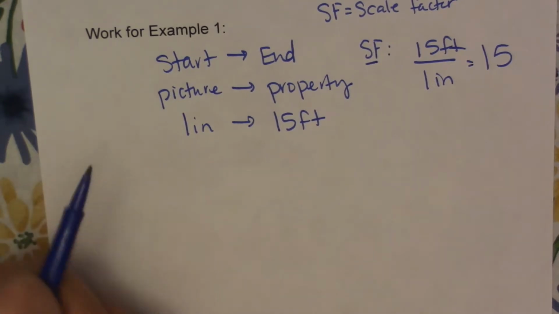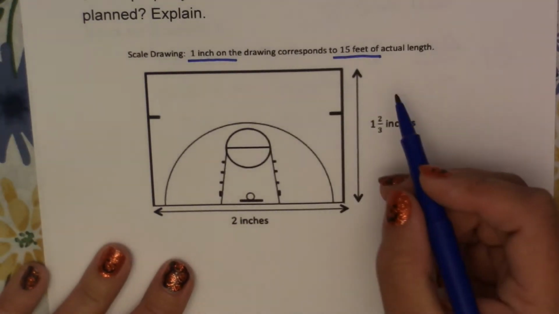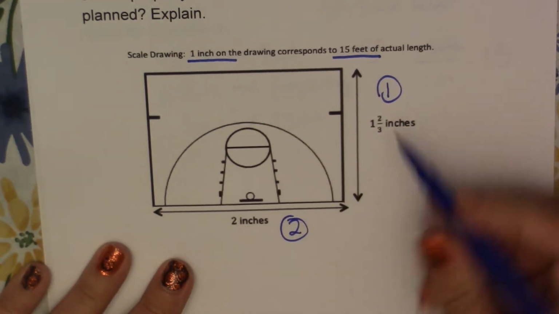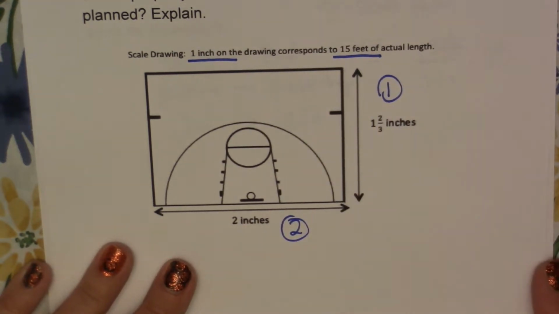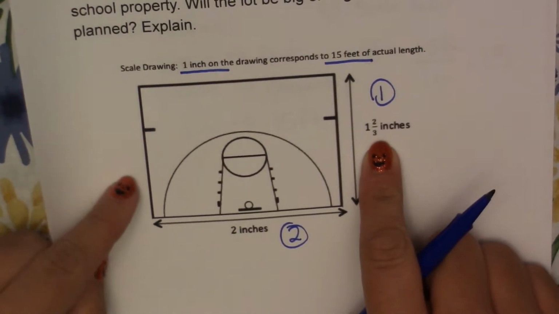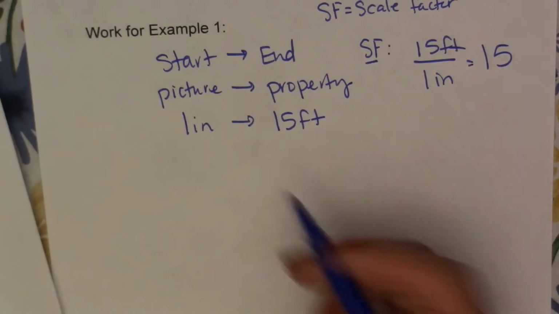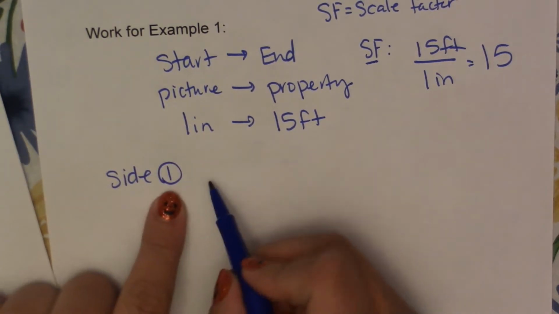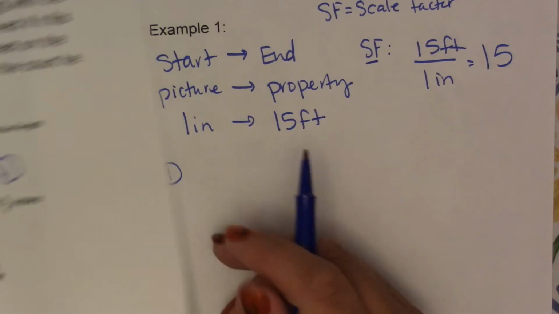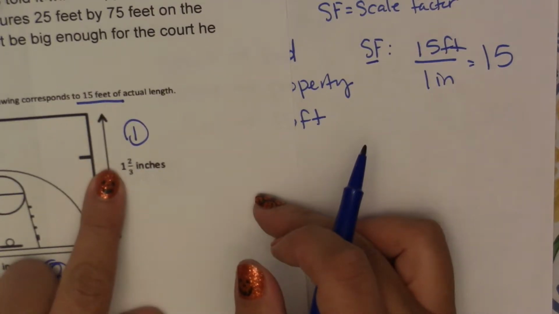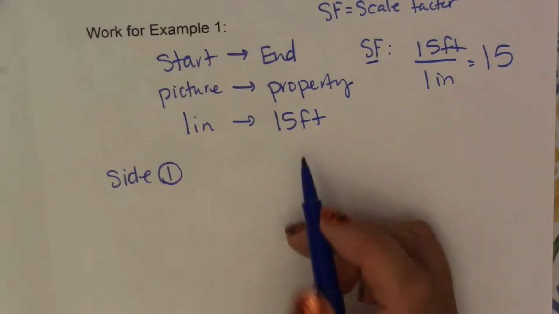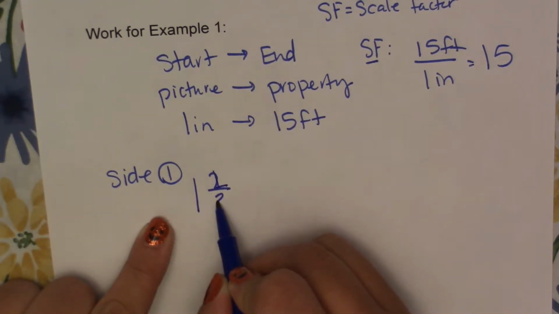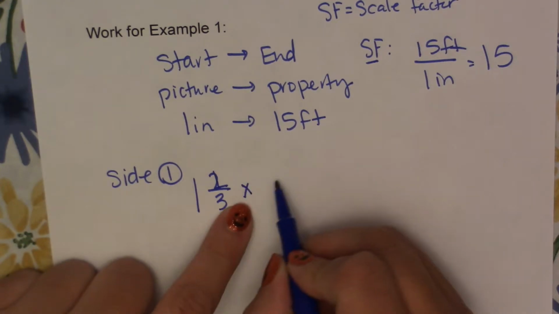Now we're going to take our picture and I'm going to number my sides. I'm going to call this side 1 and then I'm going to call this side 2 just so we can distinguish which ones we're talking about. So let's start with finding the actual real-life measurements of side 1 of our court. We're going to start with the measurement on the picture, which was 1 2/3 inches, and we're going to times that by our scale factor.